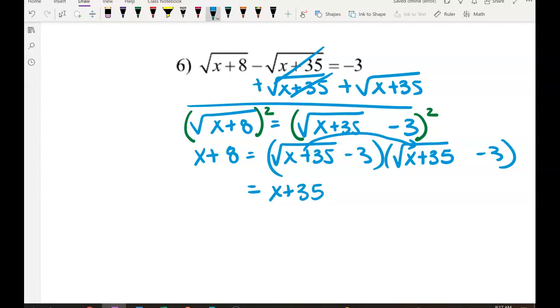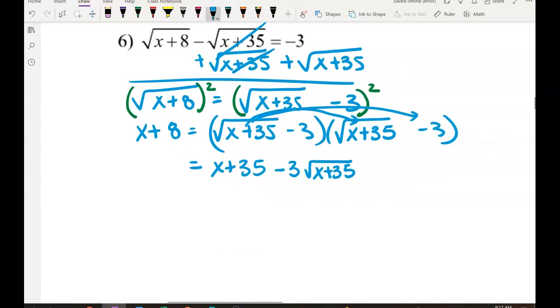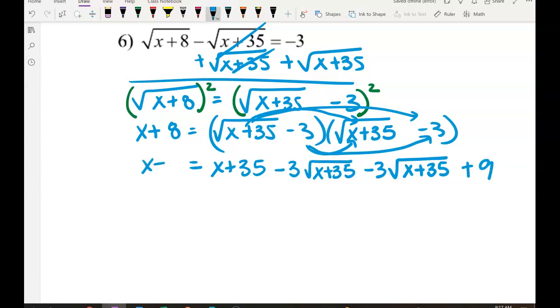Now square root of x plus 35 times -3 is -3 times square root of what? X plus 35. In the middle, we have a similar term. -3 times that is -3 times square root of x plus 35. Now on the end, -3 times -3 is a positive 9. Okay, I'm going to drop down this one over here. We are going to combine like terms.